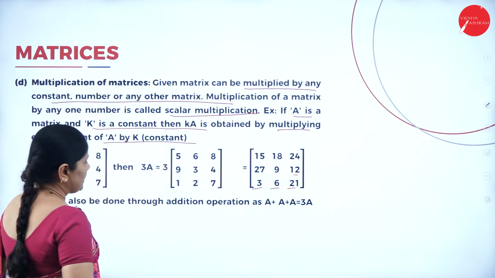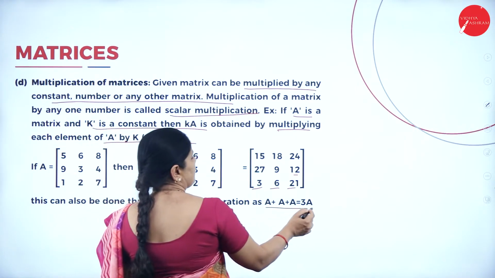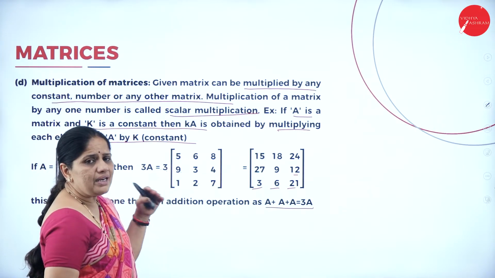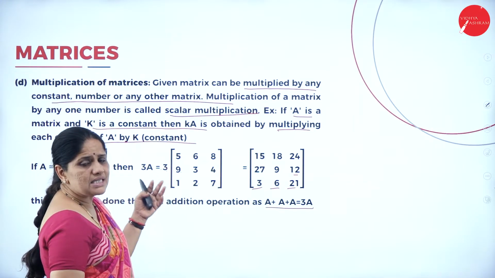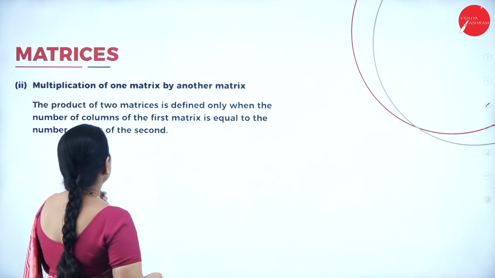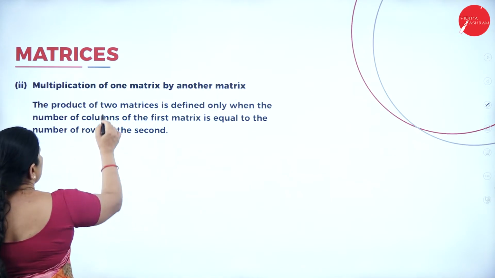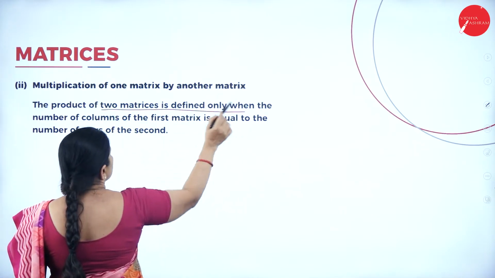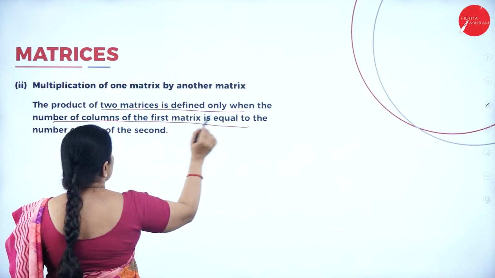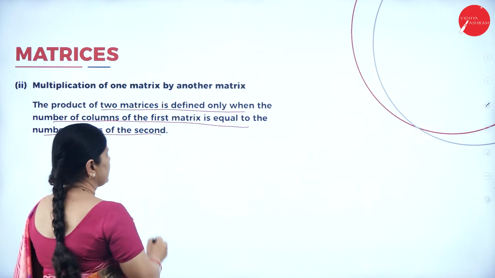It can also be done through addition as A plus A plus A equals 3A. We can do this multiplication by adding the matrix 3 times. So both are fine. Next one, multiplication of one matrix by another matrix. The product of two matrices is defined only when the number of columns of the first matrix is equal to the number of rows of the second matrix.